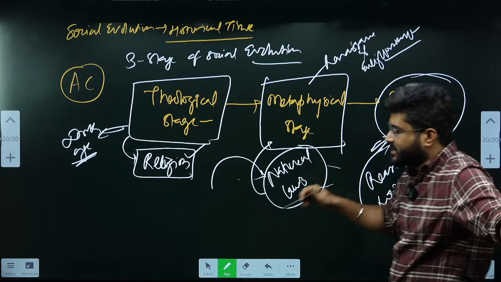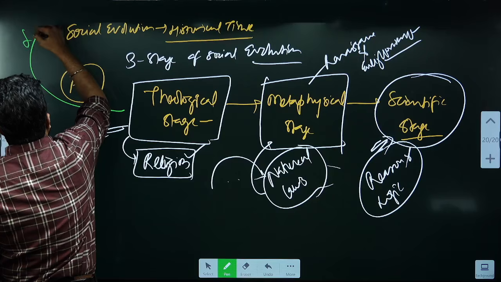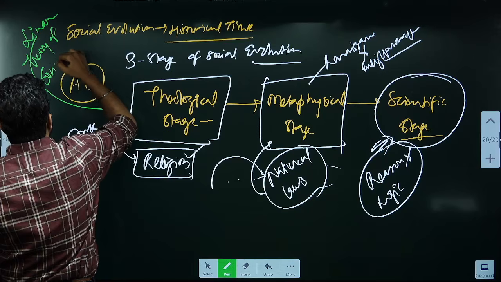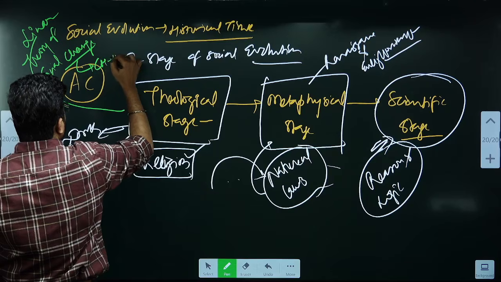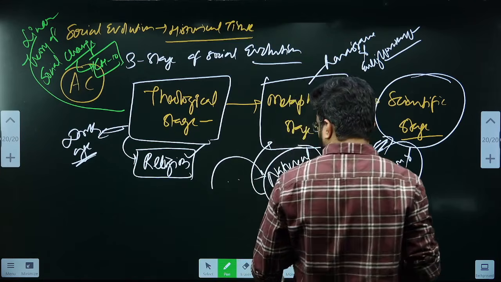This is nothing but known as the linear theory of social change, which you will again read in chapter 10 of paper 1, which is about social change in modern society.